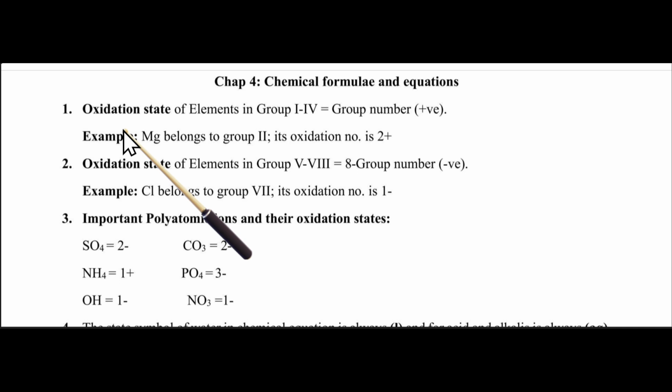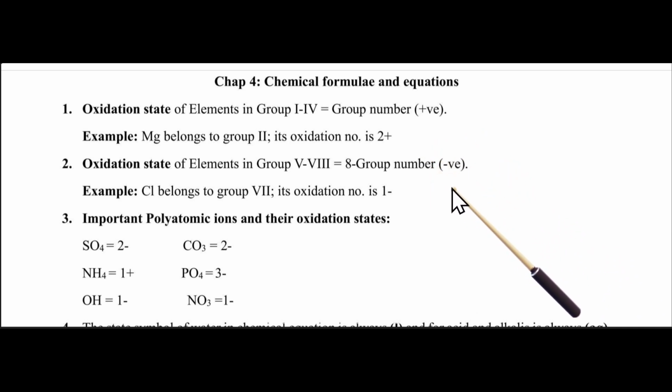All the elements that are present in group 1 to 4, their oxidation number will be the same as their group number. For example, you can see here magnesium belongs to group 2, so its oxidation state is 2 plus. It means it can lose 2 electrons. If it has a positive charge, it means it is able to lose 2 electrons. What about the oxidation state of elements in group 5 to 8? For group 5 to 8, you can calculate their oxidation state by 8 minus group number, and usually their oxidation state is negative. What does it mean?